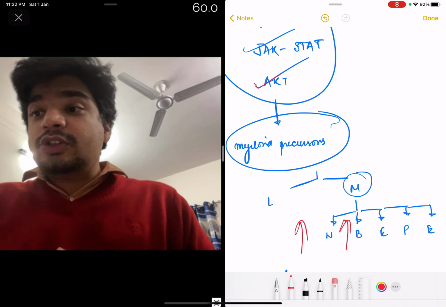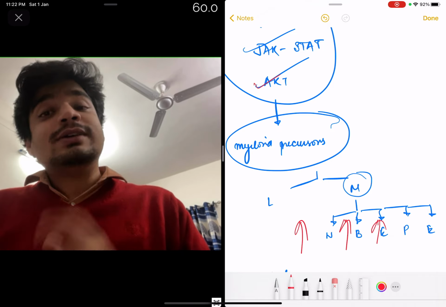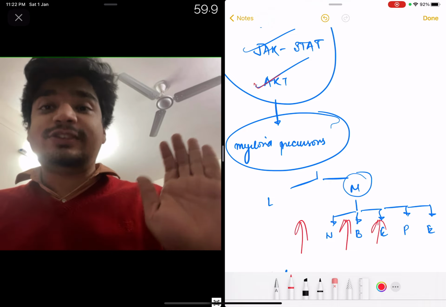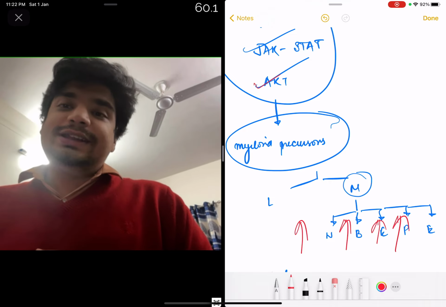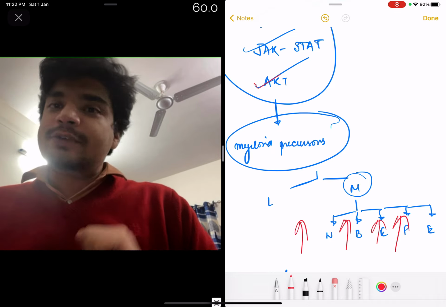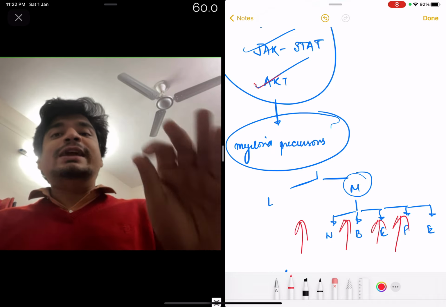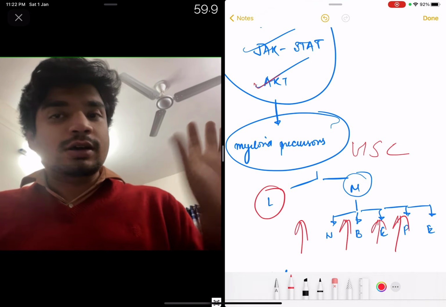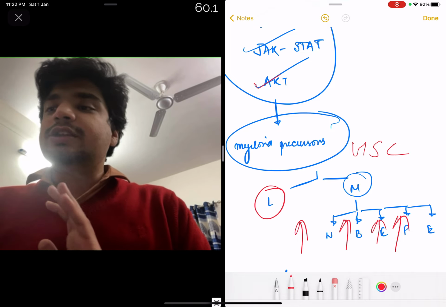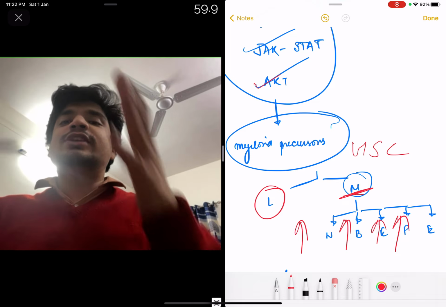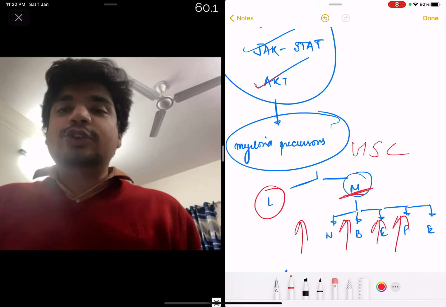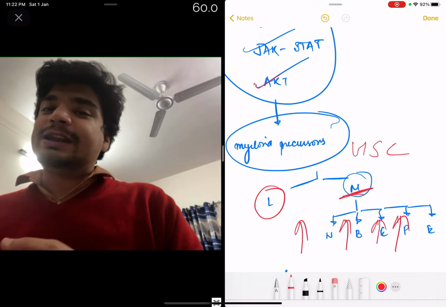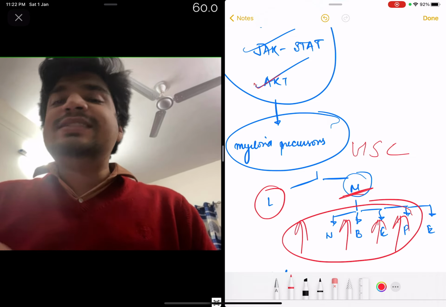Your basophils also will increase, your eosinophils also will increase, and most importantly, as compared to an acute leukemia where platelets are always low, platelets also will increase, because platelets are also derived from myeloid precursors. In the very beginning, the hematopoietic stem cell divides into either a lymphoid progenitor or a myeloid progenitor. This myeloid progenitor then gives rise to erythroid, neutrophil, eosinophil, basophil, and platelet precursors. So all these series will increase.